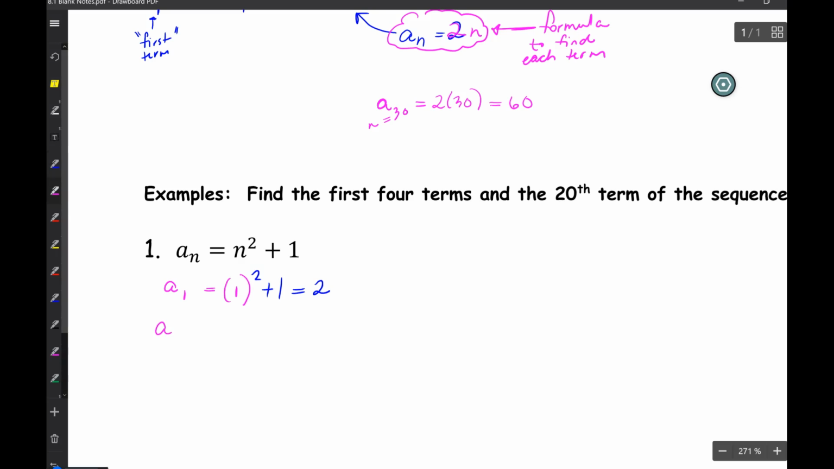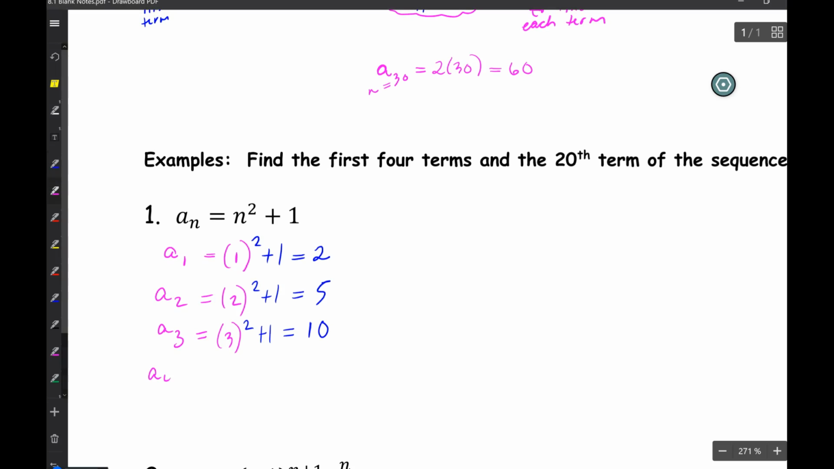Then if I'm looking for the second term, what's the value of n? 2. So I have 2 squared plus 1. That tells me that the second term is equal to 5. If I'm looking for the third term, the value of n is 3. So that would be 3 squared plus 1. 9 plus 1 would give me 10. If I'm looking at the fourth term, the value of n is 4. So I'd be doing 4 squared plus 1, which would give me 17, exactly right.